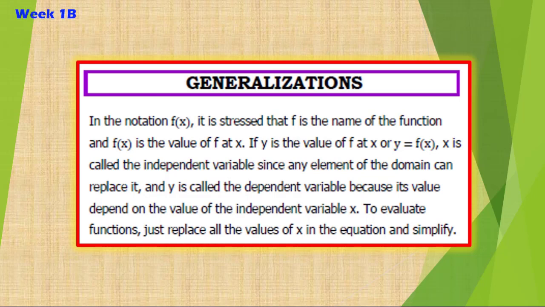Generalizations. In the notation f of x, it is stressed that f is the name of the function and f of x is the value of f at x. If y is the value of f at x, or y equals f of x, x is called the independent variable, since any element of the domain can replace it. And y is called the dependent variable because its value depends on the value of the independent variable x. To evaluate functions, just replace all the values of x in the equation and simplify.